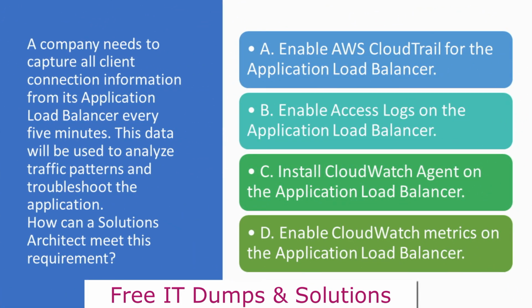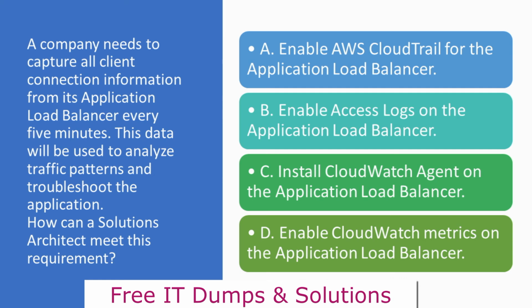A company needs to capture all client connection information from its application load balancer every 5 minutes. This data will be used to analyze traffic patterns and troubleshoot the application. How can a solutions architect meet this requirement? Options we have: A. Enable AWS CloudTrail for the application load balancer. B. Enable access logs on the application load balancer. C. Install CloudWatch agent on the application load balancer. D. Enable CloudWatch metrics on the application load balancer.